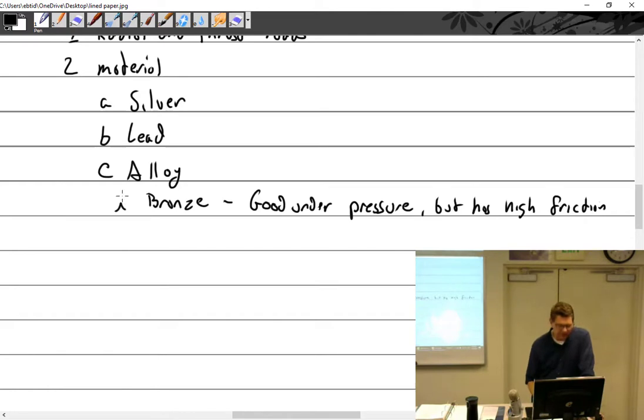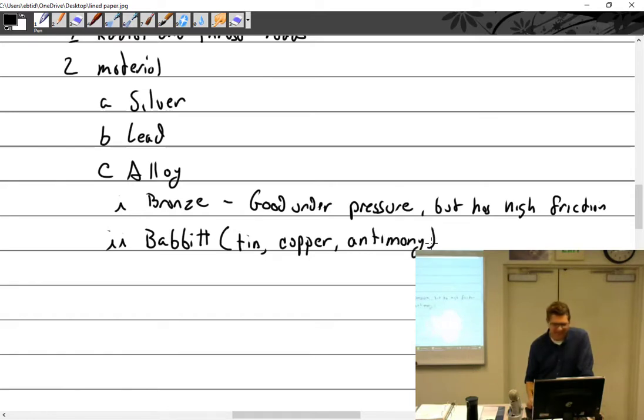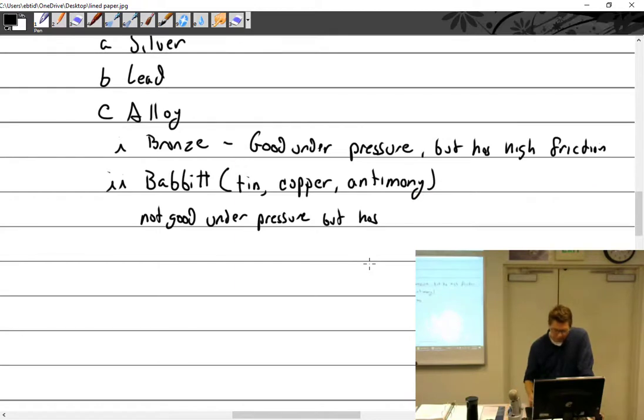This is my favorite one here, Babbitt. I like that because I don't know what the heck Babbitt is. It's something made of tin, copper, and antimony. Well, isn't that what you pay your ex-wife? I don't know what the heck that is, but there it is. So not good under pressure, but has low friction.